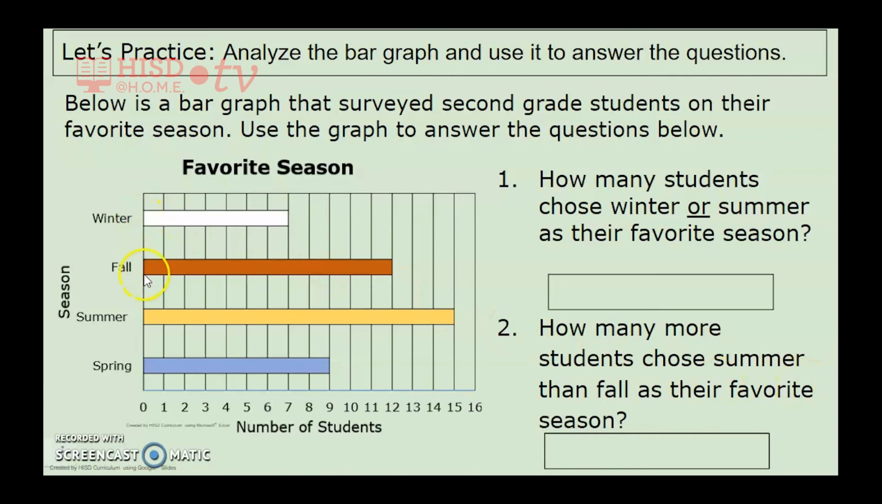We have winter, fall, summer, and spring. Our bar graph is counting by intervals of 1. The numbers are represented by the number of students. On the side is represented the seasons. We know there are 7 students that like winter, 12 students that like fall, 15 students that like summer, and there are 9 students that like spring. So I want you to use that information in order to complete the 2 questions.